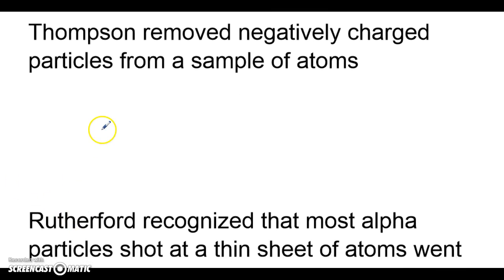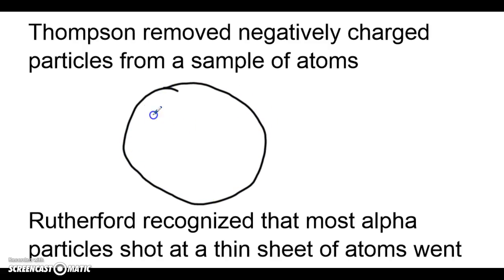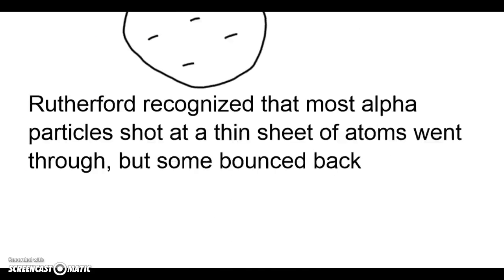Then J.J. Thomson succeeded in removing negatively charged particles from a sample of atoms. So they said, okay, our old model didn't have negatively charged particles, so let's add negatively charged particles to our model. They called this the plum pudding model. You can think of it like a chocolate chip cookie where it's the same dough throughout with little chocolate chips. So it would be the same positive stuff throughout with these little negative particles here and here. Although I don't think there's anything negative about chocolate.